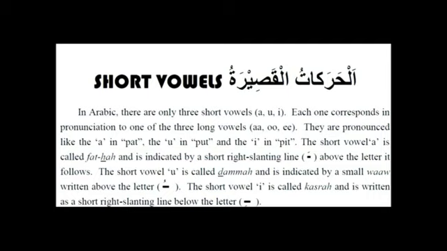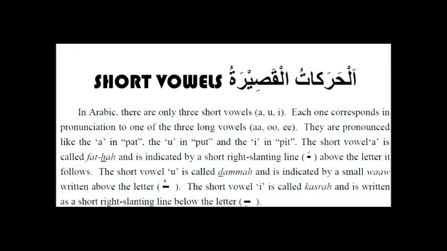In Arabic there are only three short vowels: A, U, I. Each one corresponds in pronunciation to one of the three long vowels: the A, the U, and the E. They are pronounced like the E in the word pat, the U in the word put, and the I in the word pit.